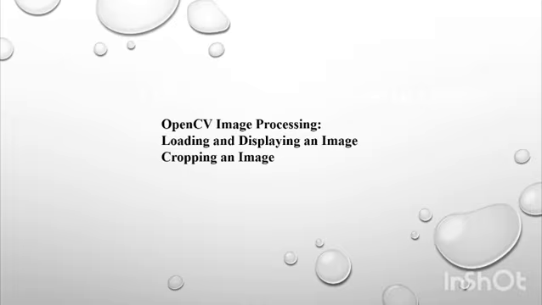In this experiment, we perform two basic image processing operations: loading and displaying an image, and cropping an image. These are the fundamental operations in computer vision because every image processing application starts by loading an image before performing any analysis or modifications. Now, let us understand the basic concept behind this experiment.